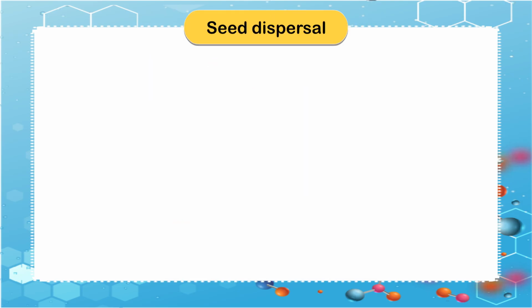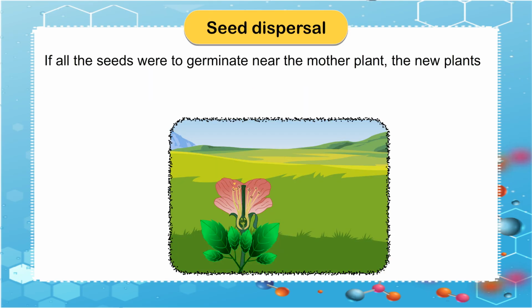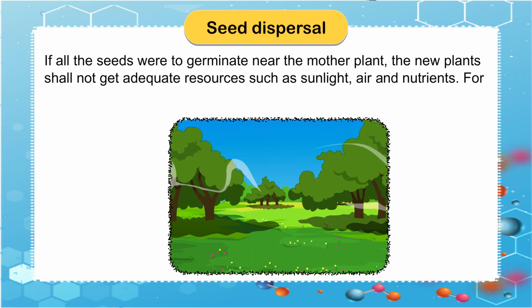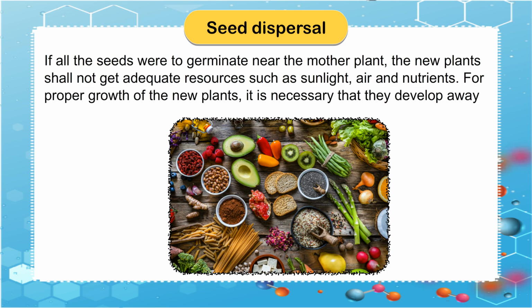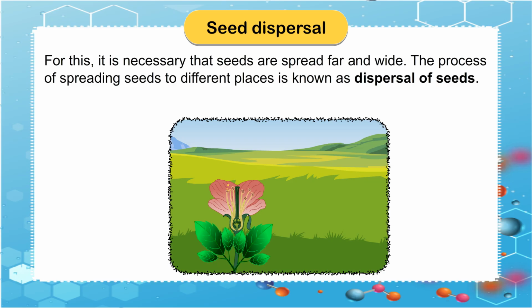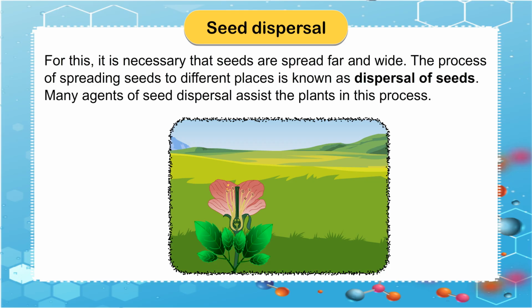Seed dispersal. If all the seeds were to germinate near the mother plant, the new plants would not get adequate resources such as sunlight, air and nutrients. For proper growth of the new plants, it is necessary that they develop away from the mother plant. For this, it is necessary that seeds are spread far and wide. The process of spreading seeds to different places is known as dispersal of seeds. Many agents of seed dispersal assist the plants in this process.